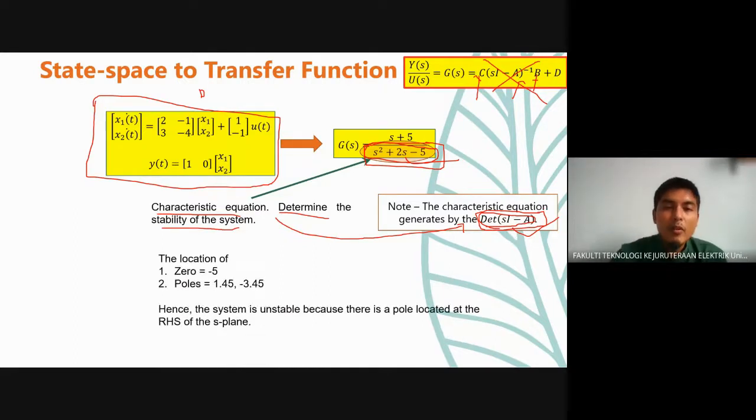Okay, so in conclusion, we can say that the location of the zero is negative 5 and the poles are 1.5 and negative 3.45. Carefully, Muhammad, about the sign. The sign is really important. Yes. Okay. Hence, the system is unstable because there is a pole located at the right hand side of the s-plane. So 1.5.